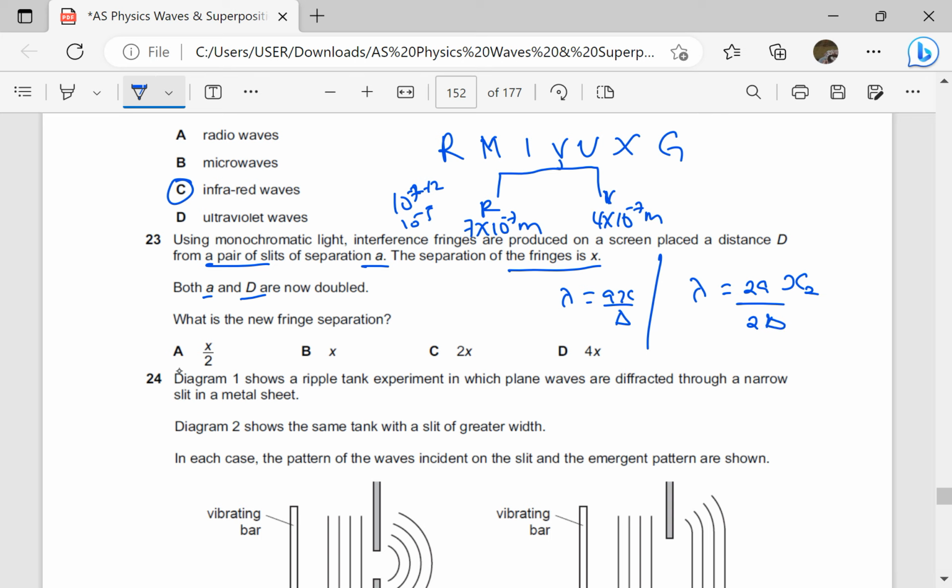So you notice that 2 has cancelled. Remember, I can make x here the subject, x is going to be lambda times D over A. Where there is lambda times D over A, I will put there x. So 2 has cancelled. Still, this means that x2 is equal to lambda times D over A, which is the same as x. So the answer is still x.